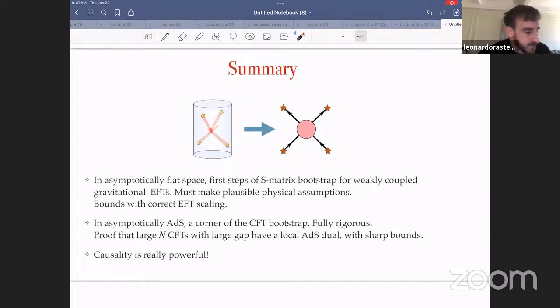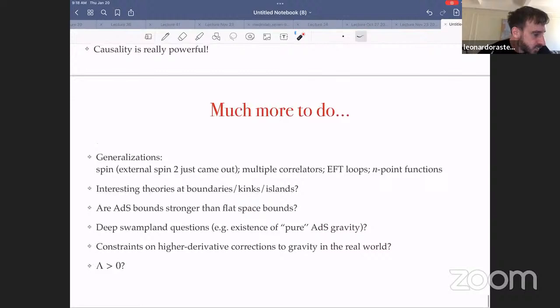The CFT story is rigorous, the flat space story not quite, but nevertheless, the assumptions are rather conservative. And as a string theorist, you're supposed to believe that gravity is not this mysterious Pandora's box. Gravity is rather conventional physics. And here are a few directions, some of them obvious: various generalizations, multiple correlators, n-point functions. Of course, it would be wonderful if one could find, as the bounds become more sophisticated, interesting theories that saturate them.